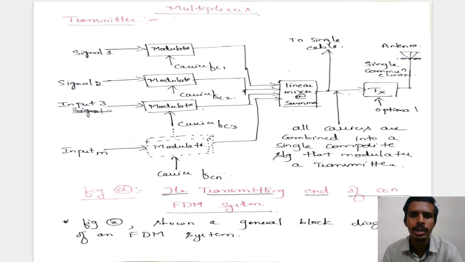And what does this multiplexer do? All the carrier frequencies are passed into a linear mixer or a summer, which combines all these carrier signals into one single cable. We can also see in this slide that all carriers are combined into a single composite signal that modulates and transmits, and then it is transferred to the single communication channel, received through the antenna and transmitted to the other antenna respectively. So this is how the block diagram looks for a transmitter in a frequency division multiplexer.